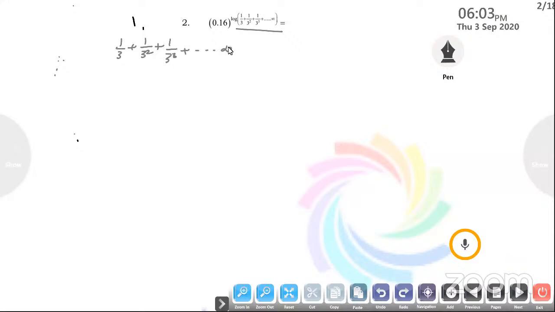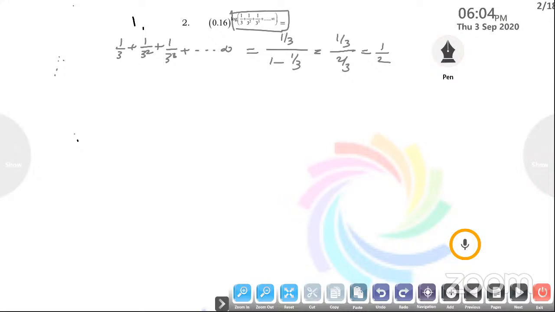In infinite GP the formula is a by 1 minus r. a is the first term, that is 1 by 3, divided by 1 minus the common ratio, which is 1 by 3. So we get 1 by 3 by 2 by 3. So this value is nothing but 1 by 2. So we have evaluated the power. Now we have to simplify this.